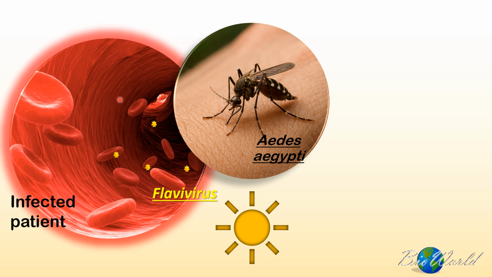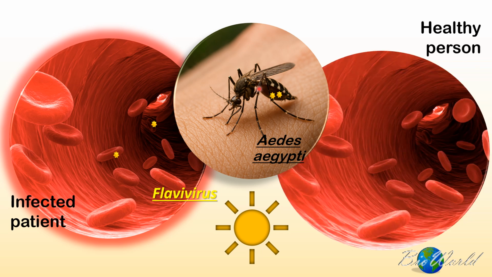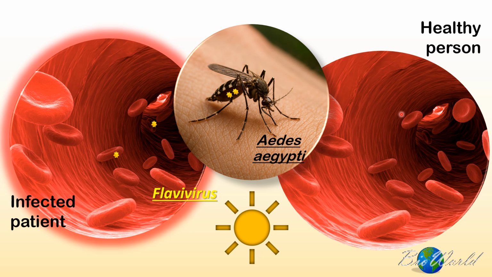Now, if they happen to bite an infected patient, the flavivirus will be transported along with the blood into the mosquito's stomach. Then, when this infected mosquito flies and bites a healthy person, the mosquito will spit saliva into the healthy person's blood circulation, mainly to prevent the blood from clotting so that it continues to suck the blood. But in that process, the virus will be transported into the healthy person's circulation.